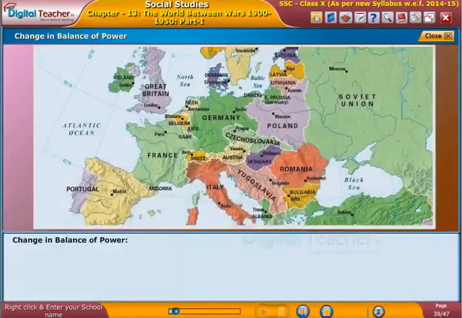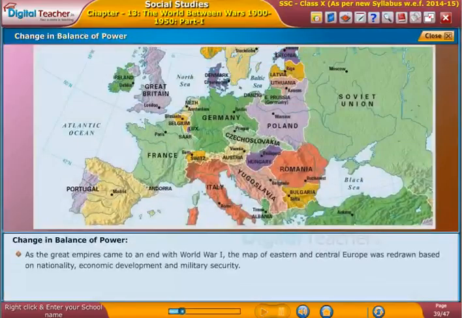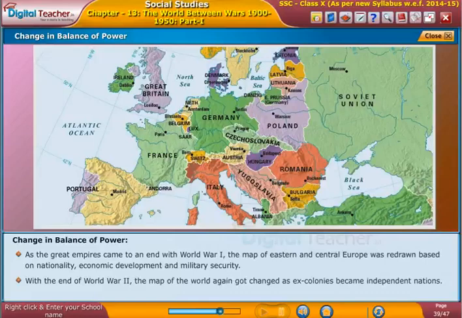Change in balance of power. As the great empires came to an end with World War I, the map of Eastern and Central Europe was redrawn based on nationality, economic development, and military security. With the end of World War II, the map of the world again got changed as ex-colonies became independent nations.